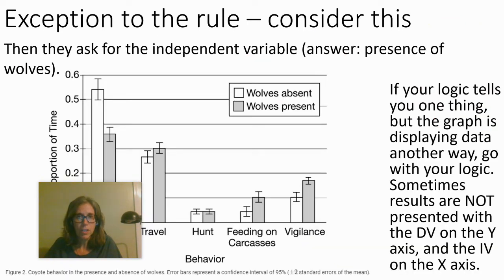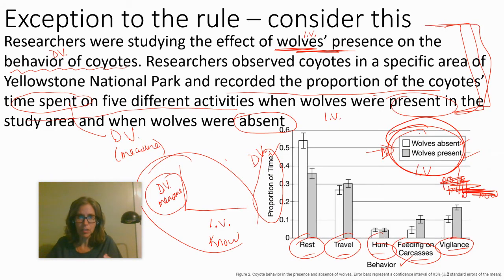So they ask for the independent variable, and their answer is the presence or absence of wolves. It's not the proportion of time, and it's not really even, are they traveling, hunting, feeding? It's presence or absence of wolves. And that's really because they spend all this time telling you very directly right here: researchers were studying the effect of wolves' presence on the behavior. So that means wolves' presence is the independent variable and behavior of coyotes is really the dependent variable.